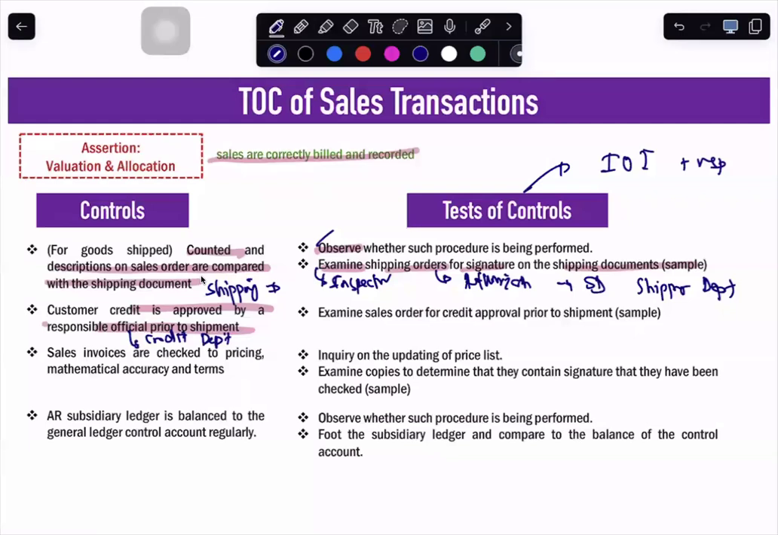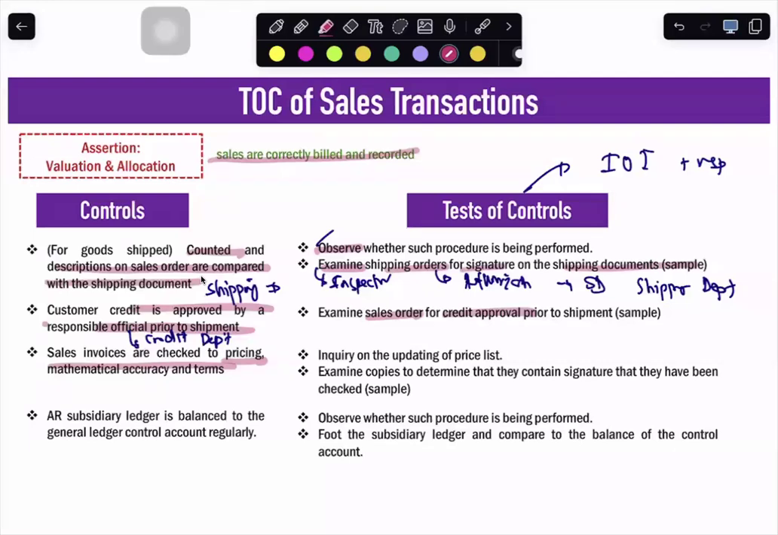Therefore, how do we test that? How do we determine that the SO was approved by the credit department? So to test that, what you need to do is to examine the sales order whether there was a proper credit approval. Again, the control is that, sabi doon, approve daw yung credit bago i-ship. So paano natin iti-test yun? Tignan nyo yung sales order kung in-approve na talaga siya ni credit department. Kung ginawa nila yun, then ibig sabihin, the controls are working effectively. If not, then hindi nag-work yung control. Ganun lang naman yun.